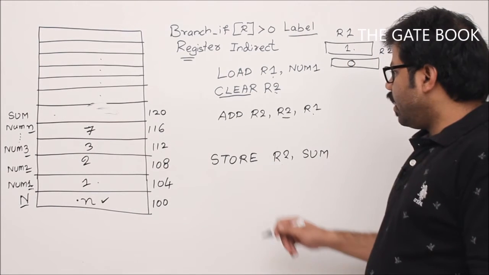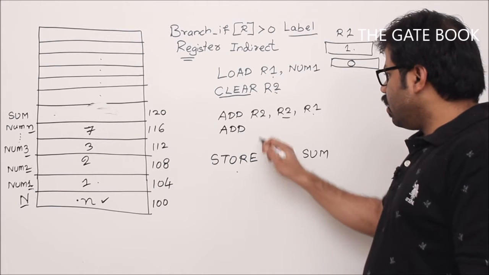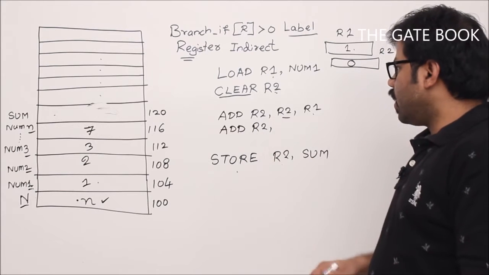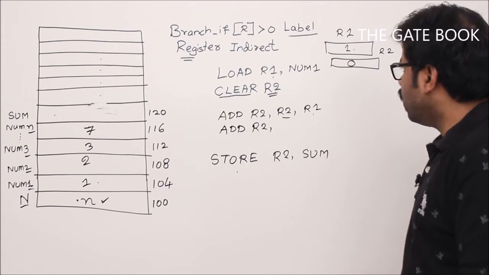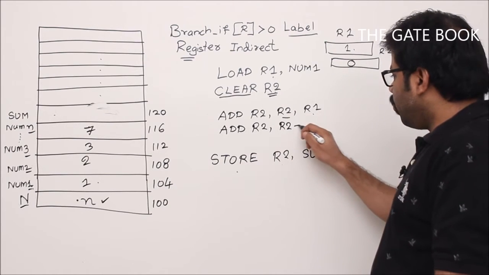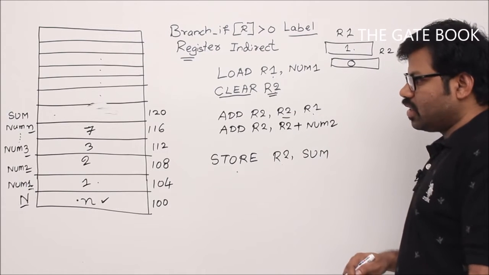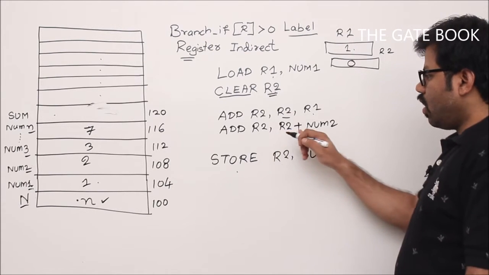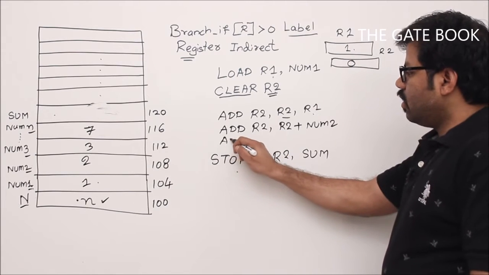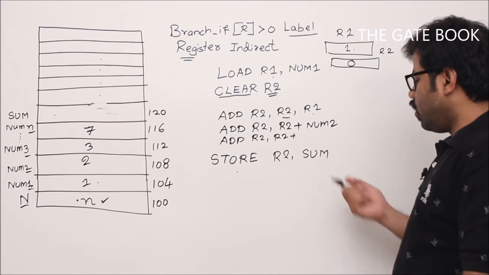For that, can I tell you one thing? We should write one more instruction like this. Add, before storing, R2 equal to, because in R2 we are going to keep the result, right? R2 equal to R2 plus number 2. I mean, just this is not a correct instruction, but I am writing like this. Then again, the third step we have to do: R2 equal to R2 plus number 3. This is what you are expecting.